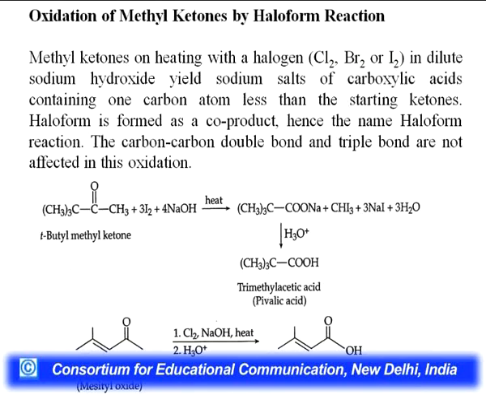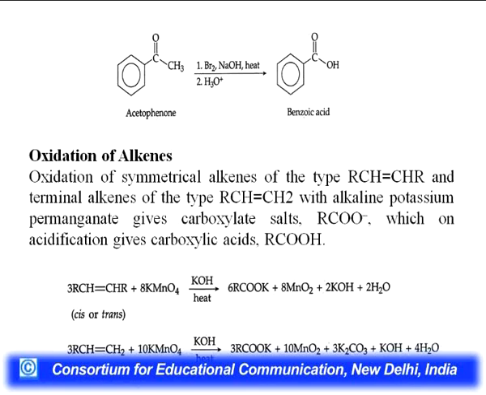Here is the example of tertiary butyl methyl ketone, which when reacted with iodine and sodium hydroxide will first of all give you sodium salt, and then after acidification it will give you trimethyl acetic acid. Next example is 4-methylpent-3-en-2-one, or mesityl oxide, which when reacted with chlorine, NaOH, and heat will give you 3-methylbut-2-enoic acid. Another example, acetophenone will react with bromine, NaOH, and heat to give you benzoic acid.